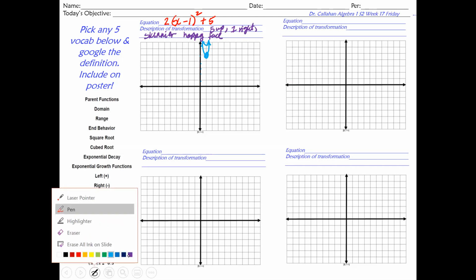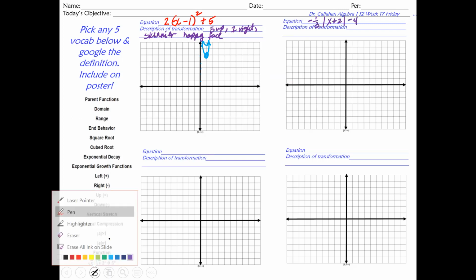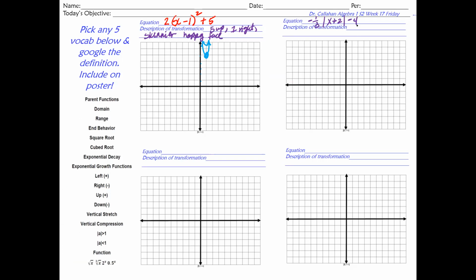like this. All right, the next one that we went over was absolute values. If I have negative 1 over 3 times the absolute value of x plus 2, minus 4, let's describe that transformation. It is going to be 4 down, 2 to the left. Because it's a negative, it's going to be a sad face. It is also smaller than 1, so it's going to be wider. And it's also going to be V-shaped.